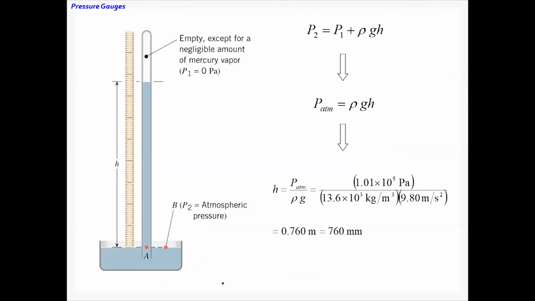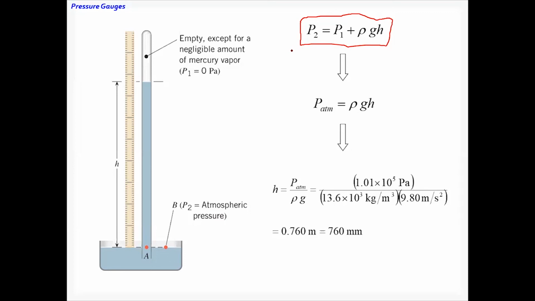Now I'm going to use that formula again. Remember this formula, this is very, very important. That's why I derived it, right? We know how to derive this, but in the test, you don't have to derive it. It will be given to you. Now, P2 equals P1 plus rho g h.